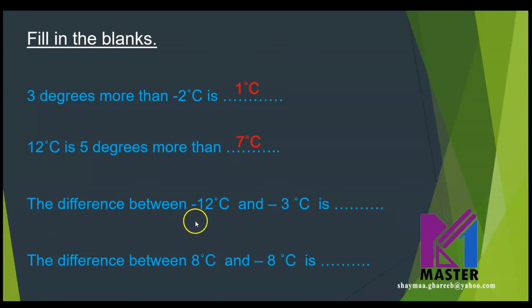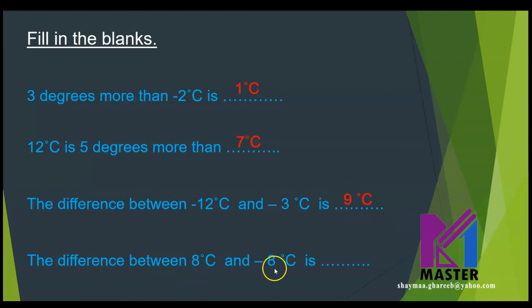The difference between negative 12 and negative 3, both of them are negative temperatures, and we said when both temperatures are negative, we just find the difference between the two numbers, or we just subtract. So 12 minus 3 equals 9. And remember, the difference is always a positive number.